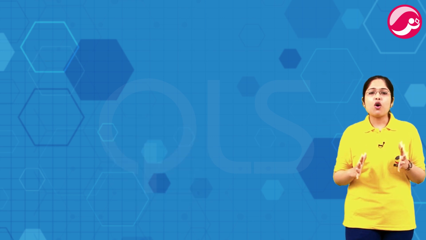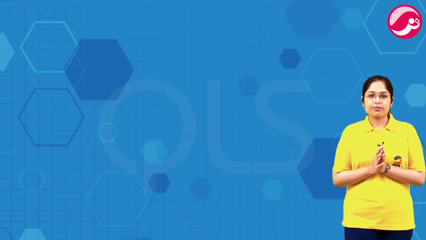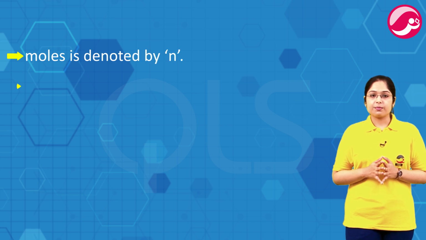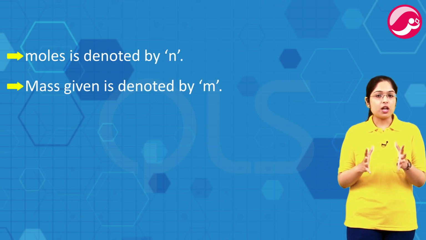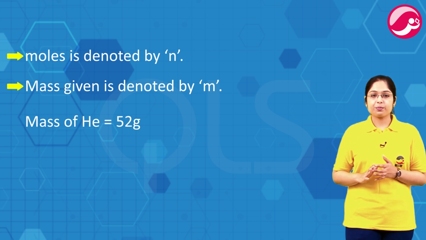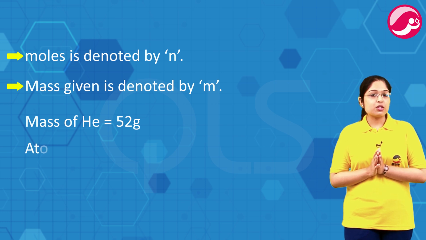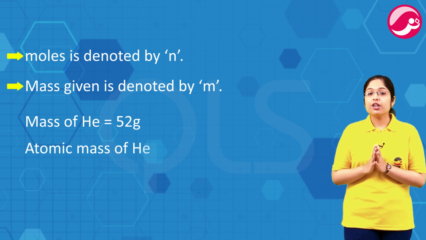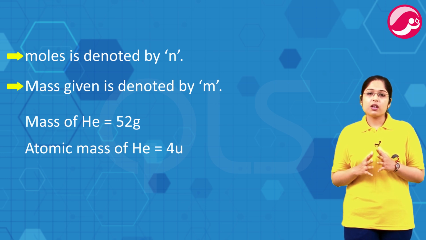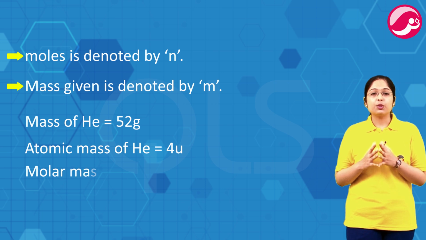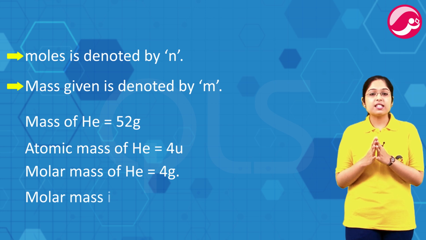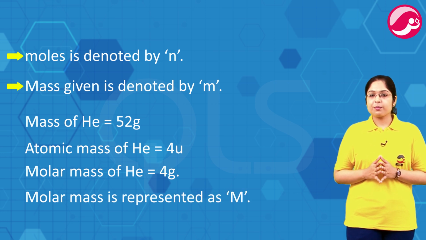First, let's compile all the information required to solve the question. सबसे पहले हम बात करते हैं moles की. हम moles को small n से denote करते हैं. Mass given is denoted by small m. Here, mass given of a substance is equal to 52 gram. Now, what is the atomic mass of helium? It is 4 U. Then, what will be the molar mass of helium? Helium का atomic mass 4 U है, तो helium का molar mass जो होगा वो होगा 4 gram and molar mass is represented by capital M.